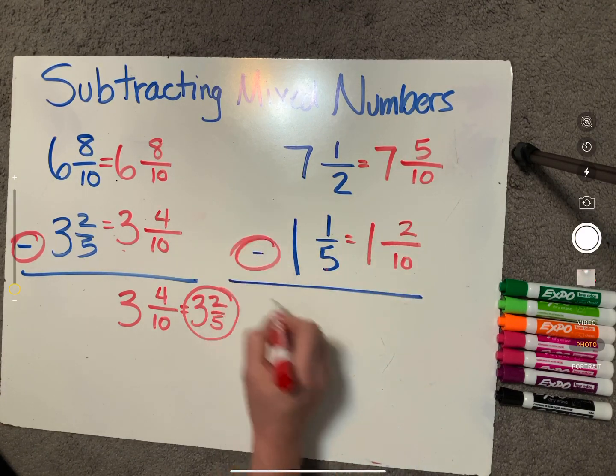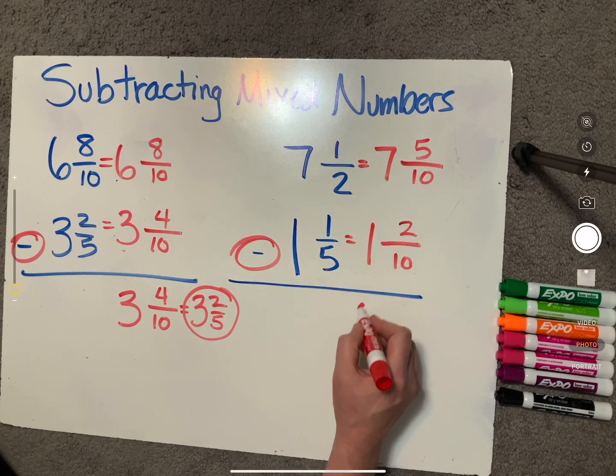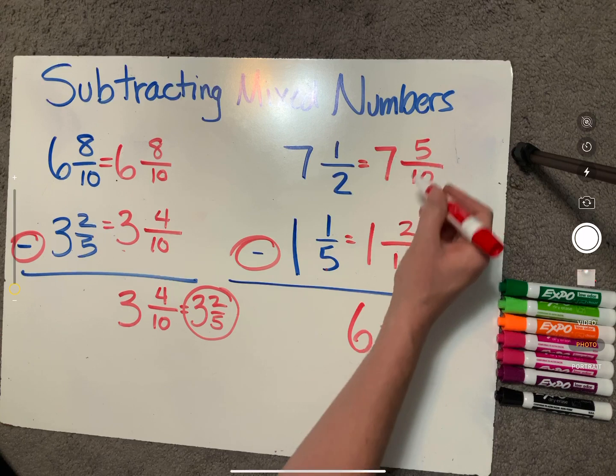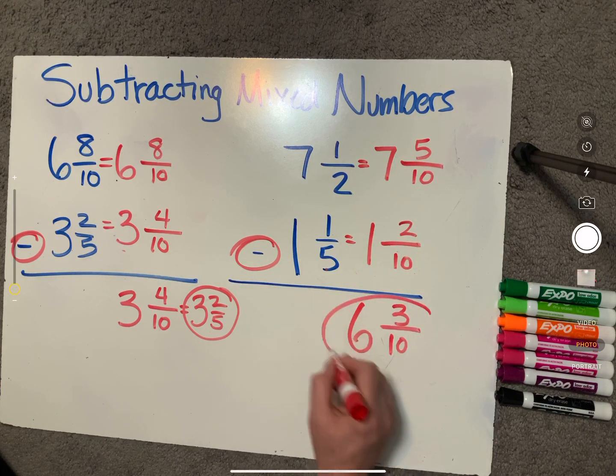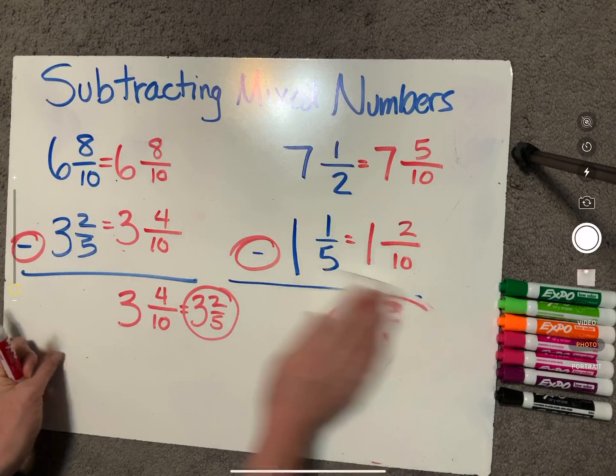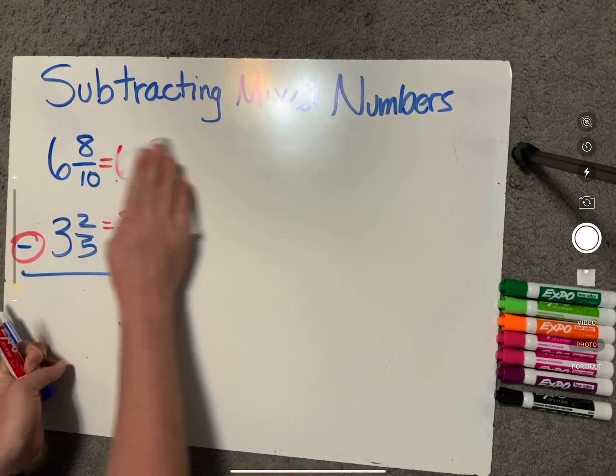Now we're subtracting again. 7 minus 1 is 6. Denominator stays the same. 5 minus 2 is 3. And that doesn't need reducing, so that's going to be our answer. All right, let's do a couple more.